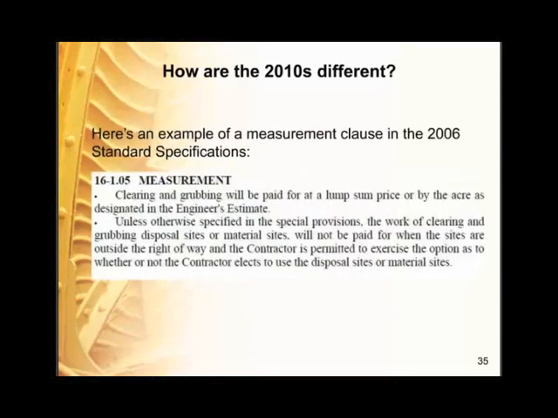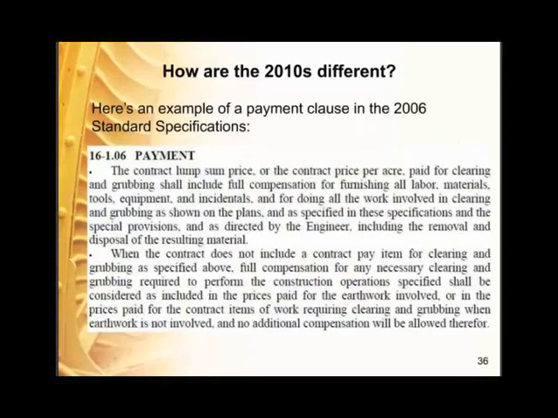Here's an example of a measurement clause in the 2006 standard specifications. Measurement for payment is now in Section 9, and you will not see the old measurement and payment clauses as in the clearing and grubbing example. Here's an example of a payment clause in the 2006 standard specifications for clearing and grubbing.